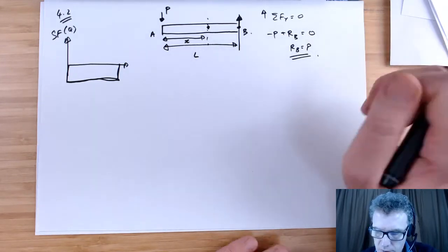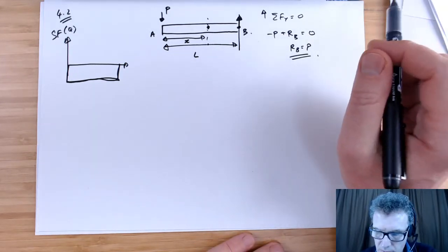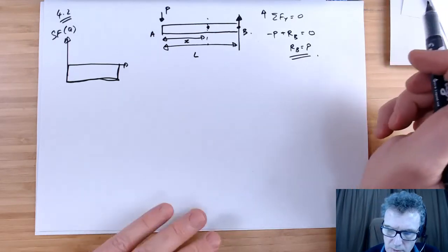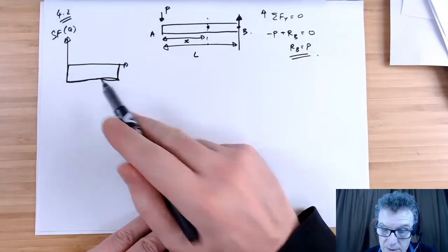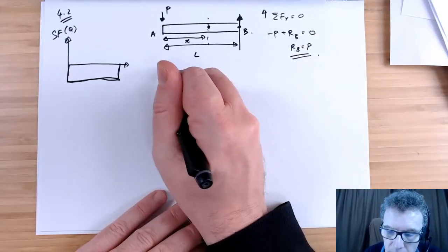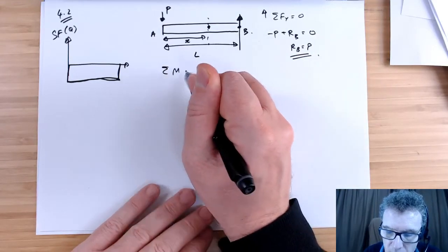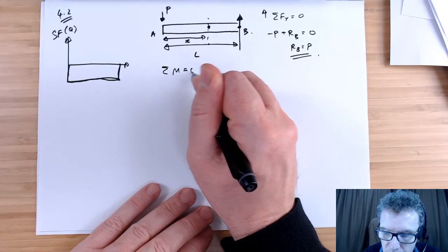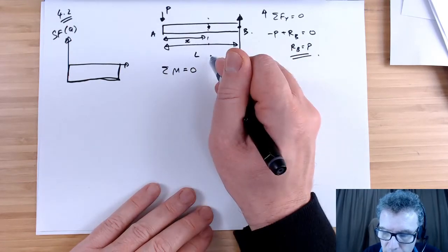Is M going to be positive or negative? It's been negative, isn't it? Feels wrong. Ah, this is negative, yeah, it will be negative. Okay, so we will be summing up our moments as we cut through.